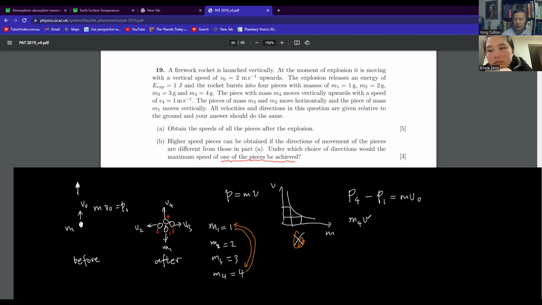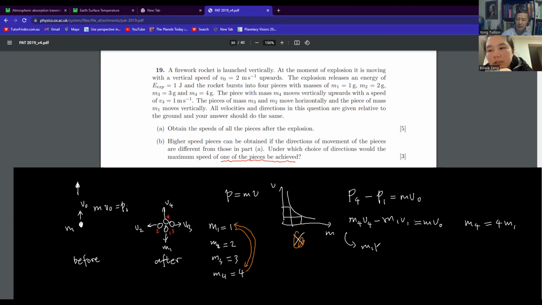So this is m4 v4 minus m1 v1 must equal to, that is after. This is initial. You can see the right hand side is initial. Do you agree? In this case, m4 is 4 times the mass of mass 1. So we just swap that, and that becomes m1. M1 is smaller. Can you see?